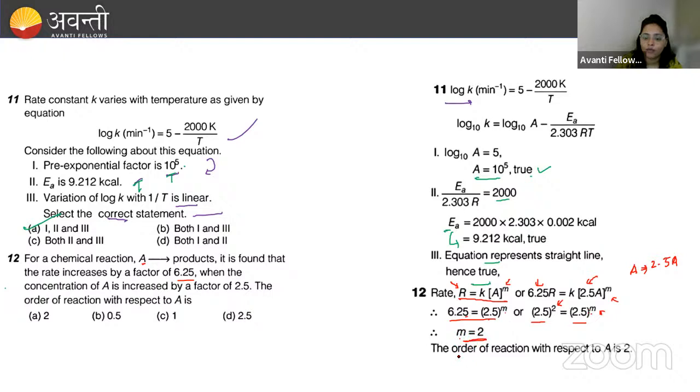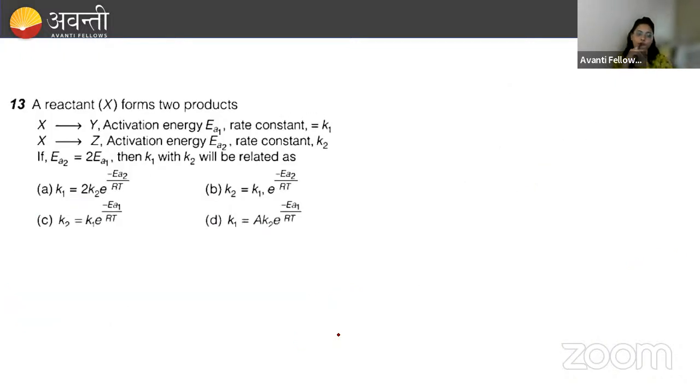So what is M? M was what? Order of reaction with respect to A. So that is how much? It is equal to 2. So our option A is the correct answer here. Calculation was simple. Okay, 6.25 is nothing but 2.5 square. So that's why M will be equal to what? 2. Yeah, next question.